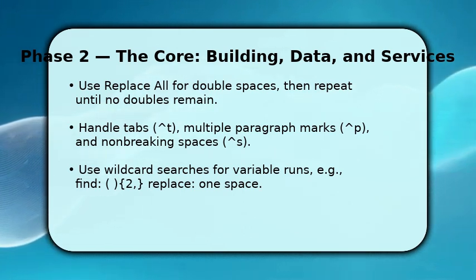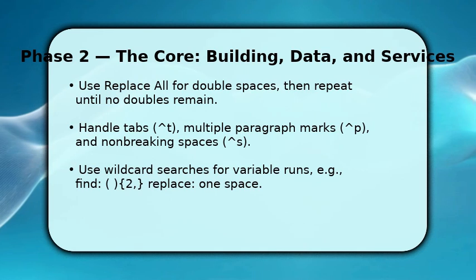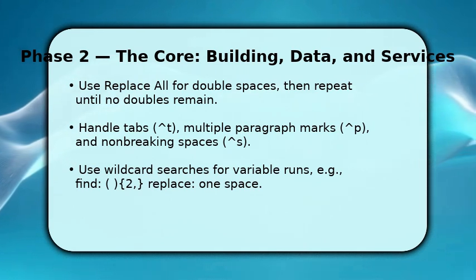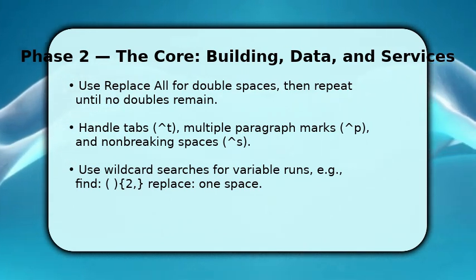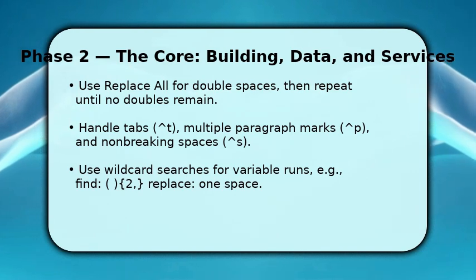a single ^p. For uneven runs, enable wildcards and search for {2,} to collapse any sequence of 2 or more spaces to 1. This finds variable length runs the simple replace misses, and keeps structure intact.